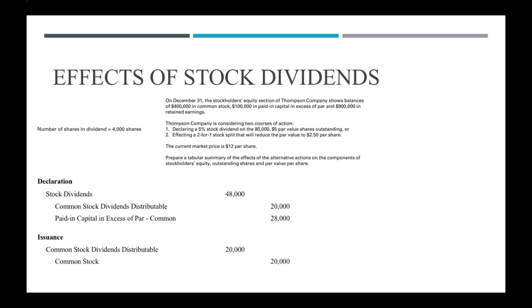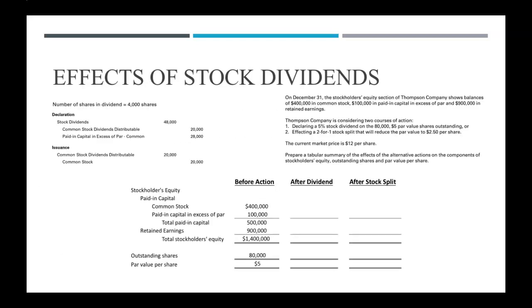Now for the issuance of this dividend, we will debit common stock dividends distributable for that 20,000 that we calculated earlier, and we credit common stock for 20,000. Preparing these journal entries will make it a lot easier when we start filling out that table, and we can just show the changes for each individual piece in this table.